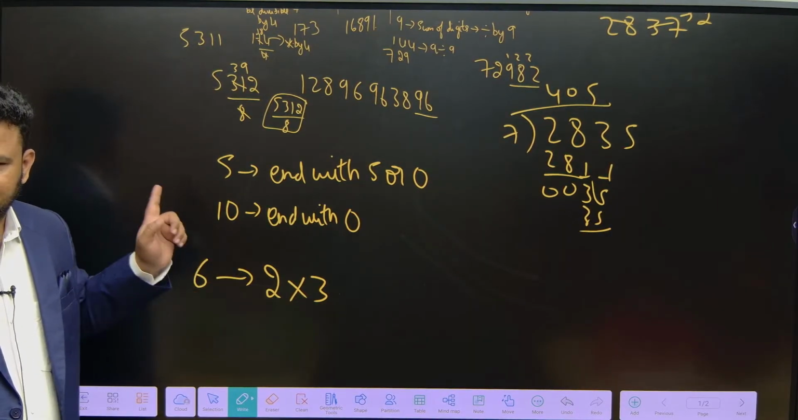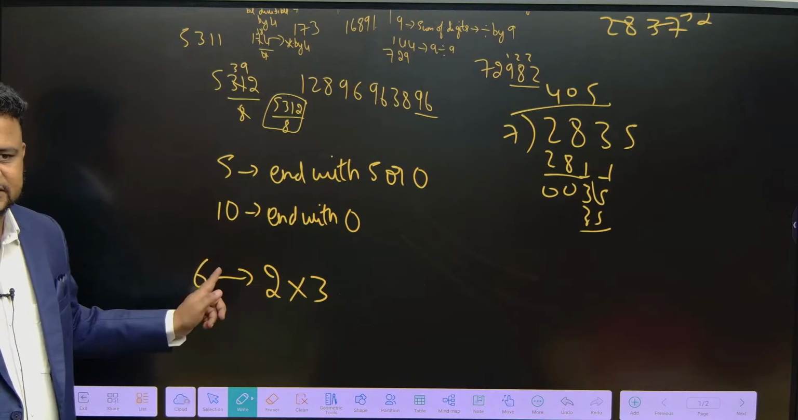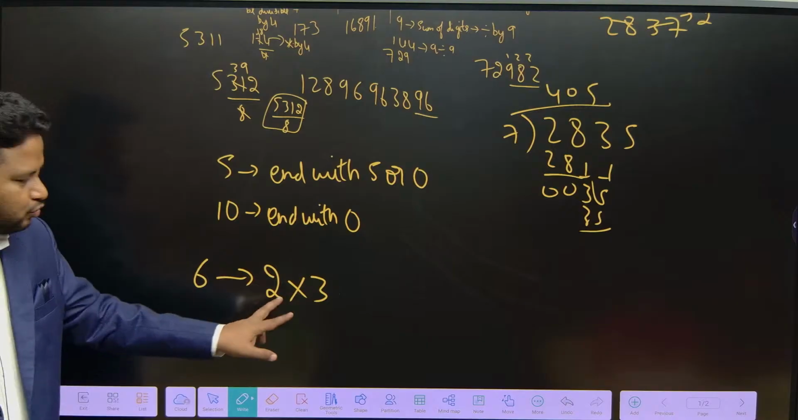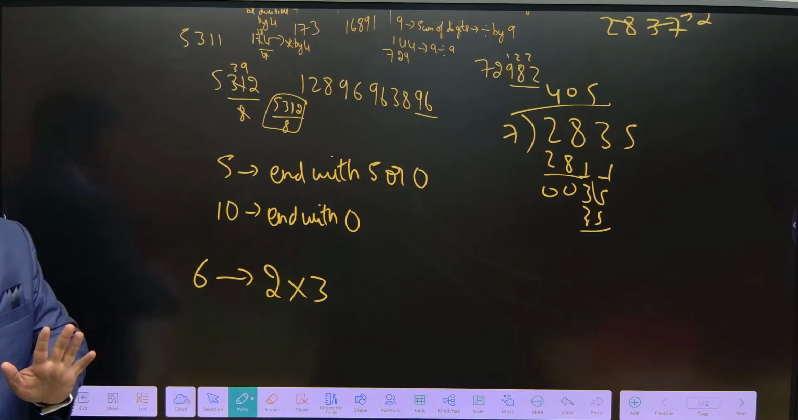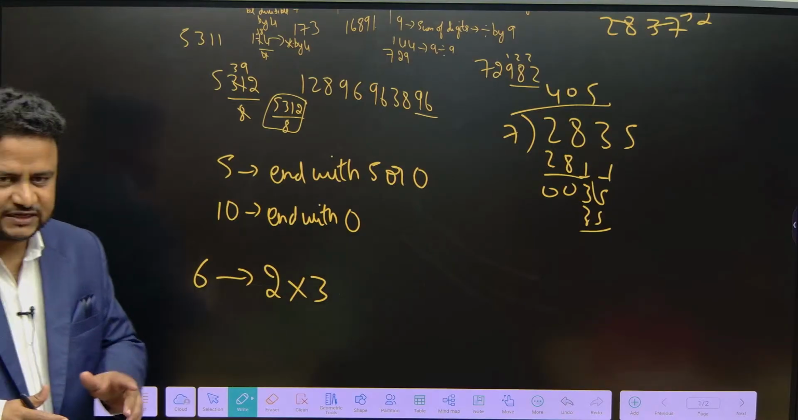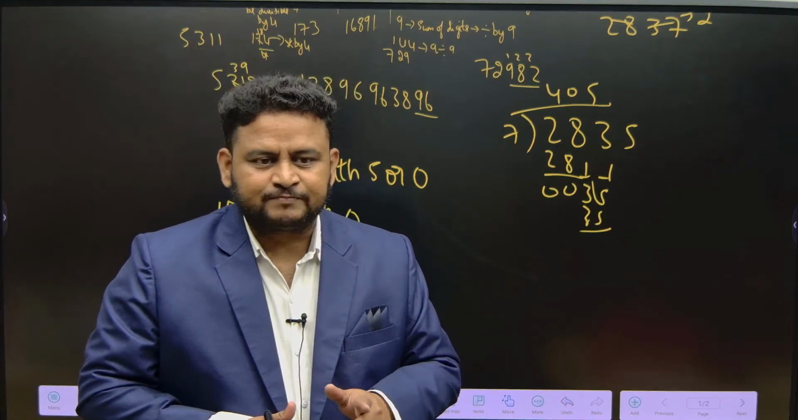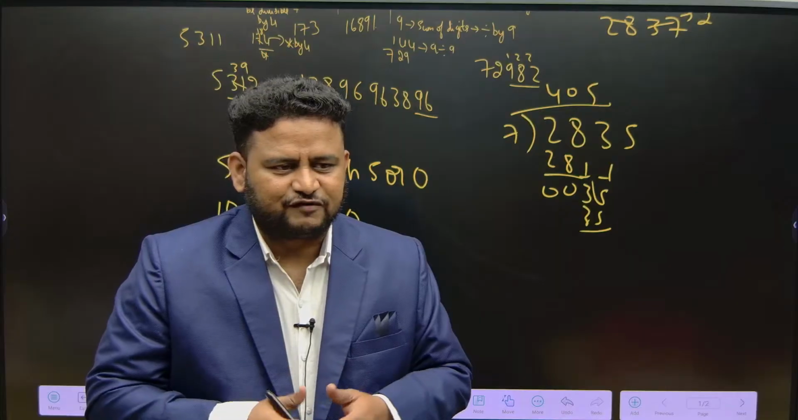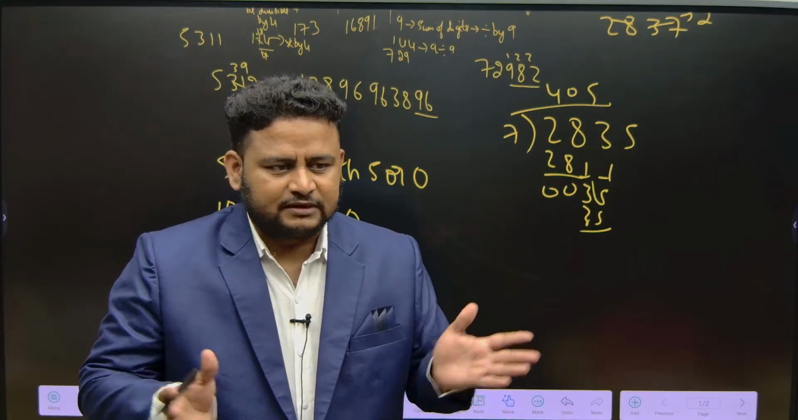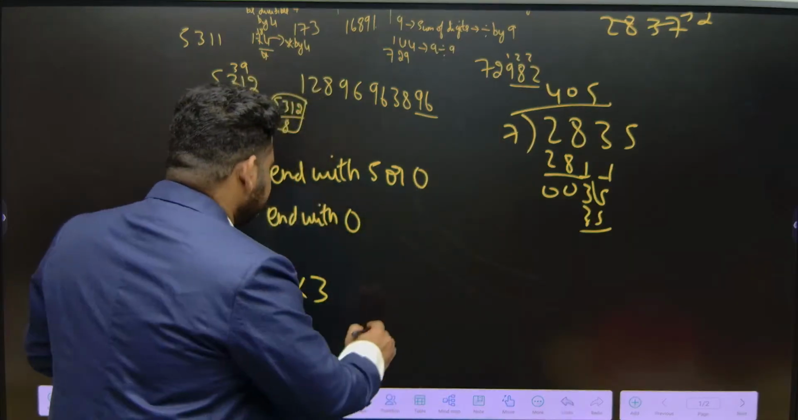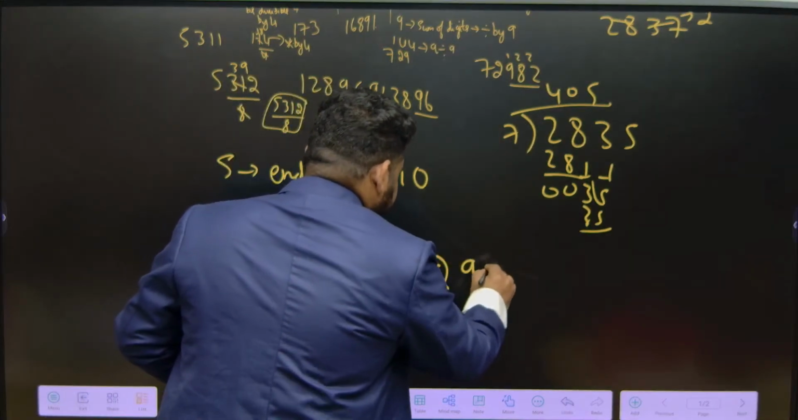Any number, first thing for it to be divisible by 6, it should be an even number. Okay, if it is not even, don't check for 3. First condition, the number should be even. After that you have to check whether it is divisible by 3. To check for divisibility by 3, what you should do? Sum of the digits should be divisible by 3. That's it. Okay, suppose I give a number 1296.